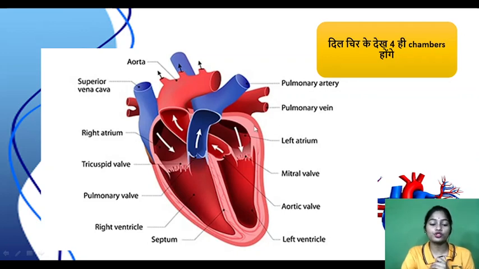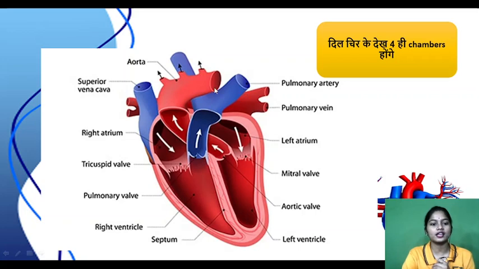So the upper two chambers are atrium and the lower two chambers are ventricle. Okay, so just remember, the heart will have only four chambers. And it has certain networks.